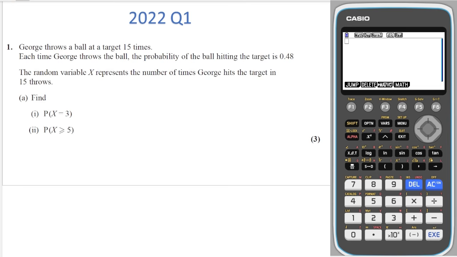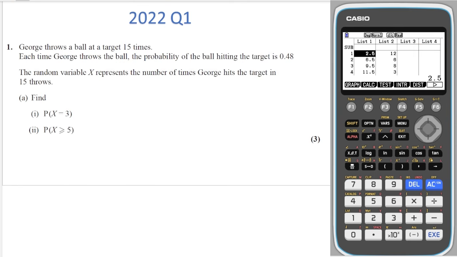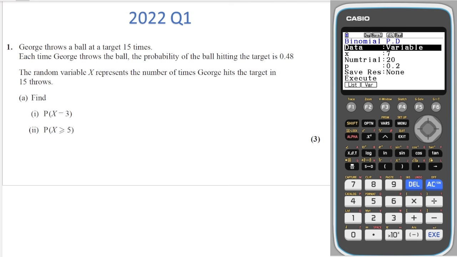Okay, next we have binomial distribution. And there are two ways of doing calculations on the CG50. And it really is kind of down to preference. I'm going to show you both. You could do it in statistics mode, click distribution, binomial. And in this case, because it's x equals 3, you would use PD. And you could put x is equal to 3. The number of trials in this question, there are 15. And the probability is 0.48. So you press execute and you get your probability of 0.0197.